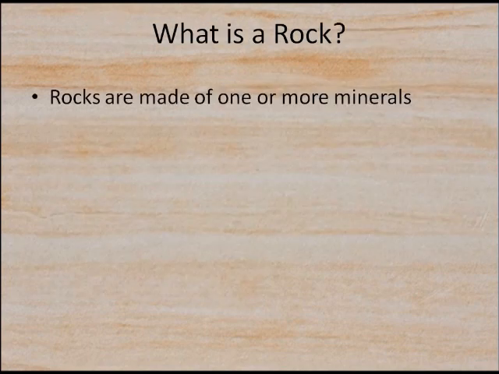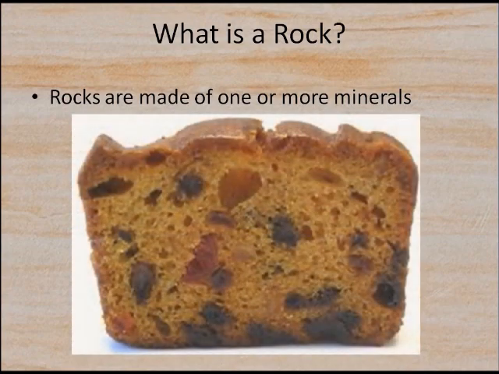Now, what is a rock? Rocks are made of one or more minerals. I want you to think about this piece of fruitcake. This is like a rock. This fruitcake has pieces of different fruit in here. We could think of these as being minerals, right? All held together by a matrix, right? In the fruitcake's case, these are pieces of fruit held together by cake.